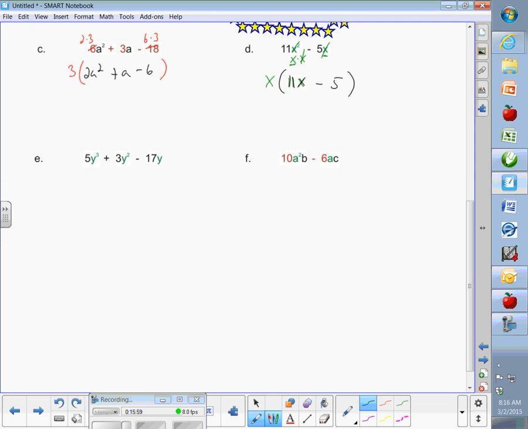But x times 11x is 11x squared. X times a negative 5 is a negative 5x. And sure enough, that is the factoring of that. So you can get variables out as well.